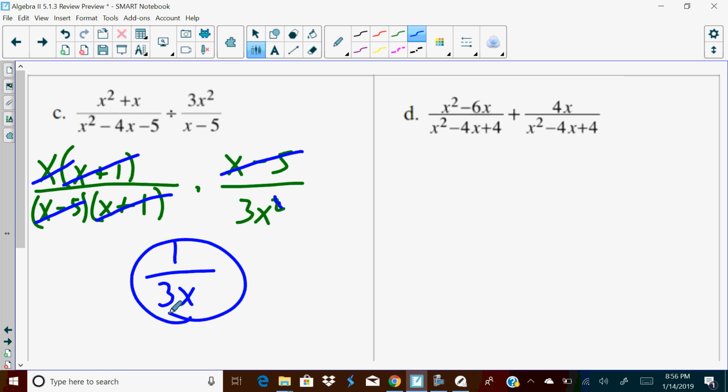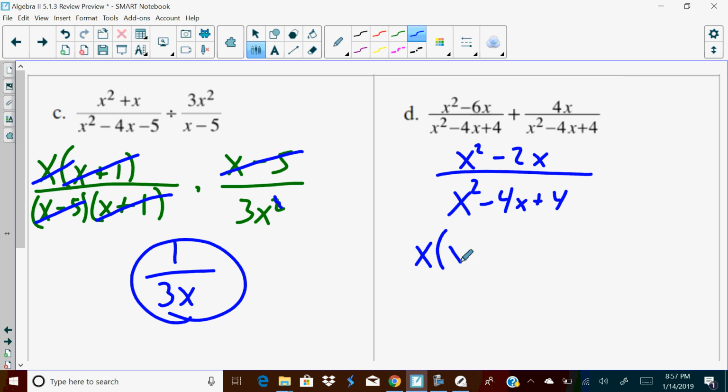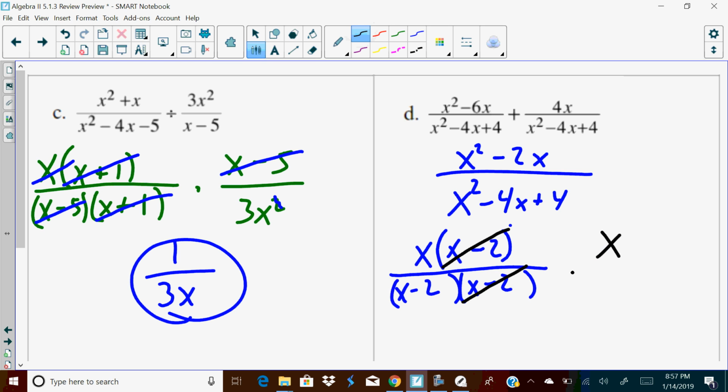Last problem D, I'm adding. So the denominators are the same, so they're just going to stay, x squared minus 4x plus 4. On top, I'm going to get x squared. Negative 6x plus 4x is going to be negative 2x. So I'm going to see if I can simplify. The top, I'm going to pull out an x, x minus 2. The bottom, I factor to get x minus 2 times x minus 2. One set cancels out. So I'm left with x over x minus 2.